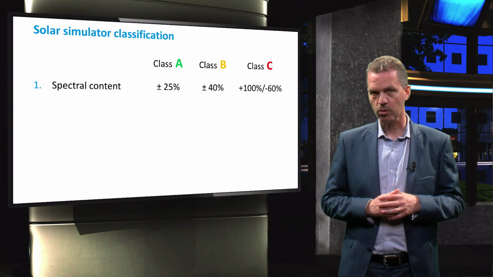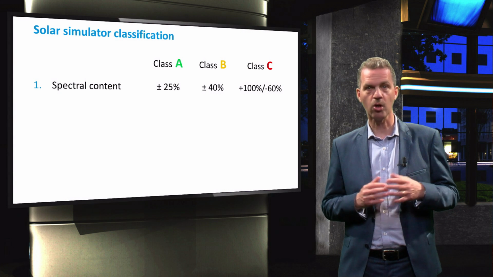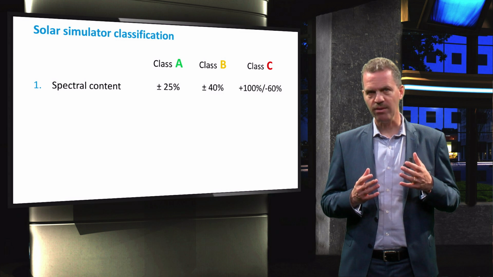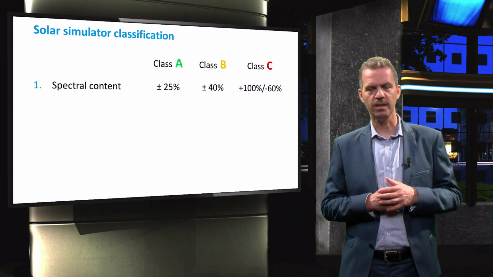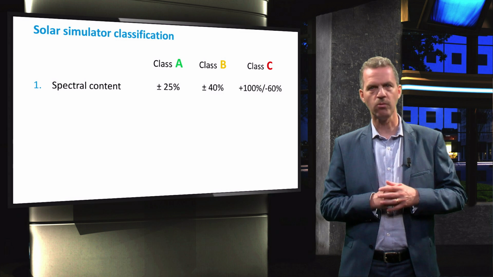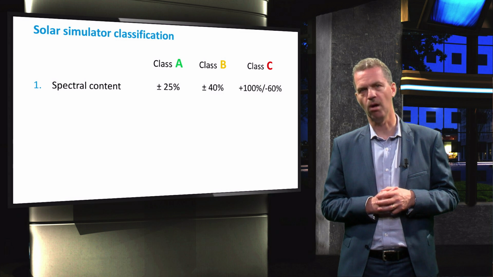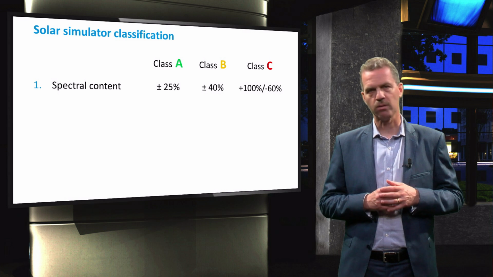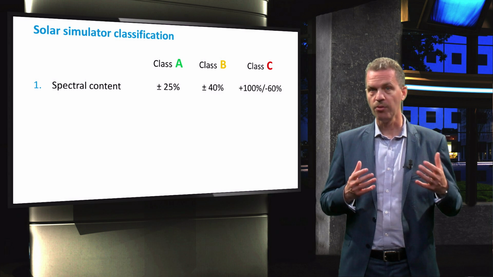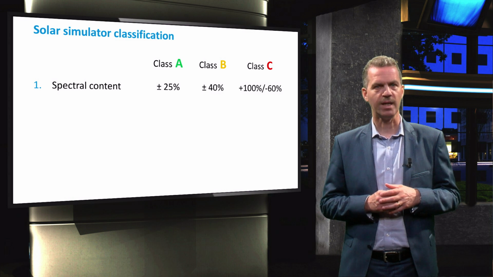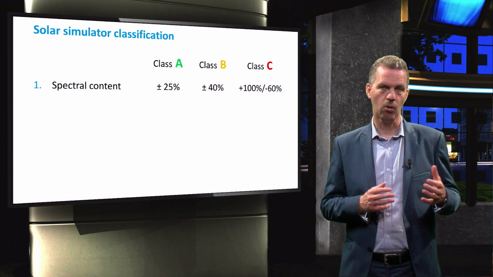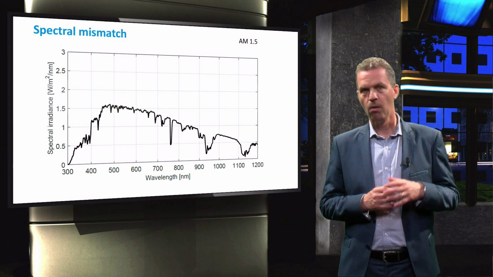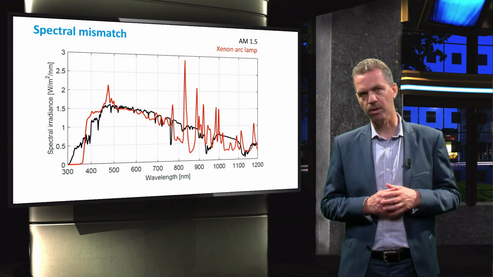Firstly, there is the spectral content of the artificial light source, or a combination or a set of light sources. It represents how well the total light intensities is distributed compared to the AM1.5 spectrum as shown above. If the spectral mismatch, being the error in spectral distribution, is larger, the solar cell simulator will get a lower classification, B or C. This figure compares the AM1.5 spectrum with a typical xenon arc lamp spectrum.